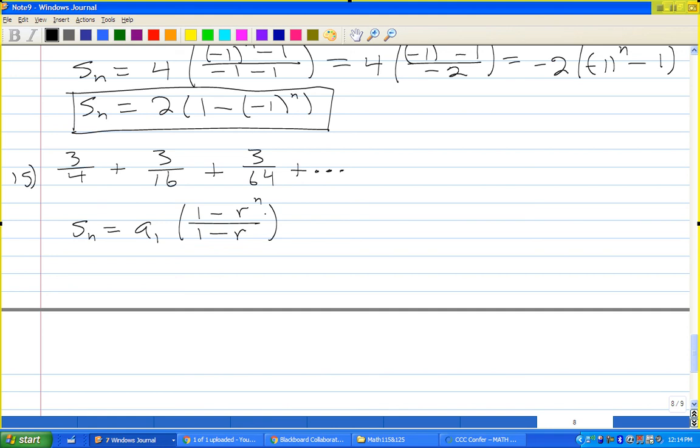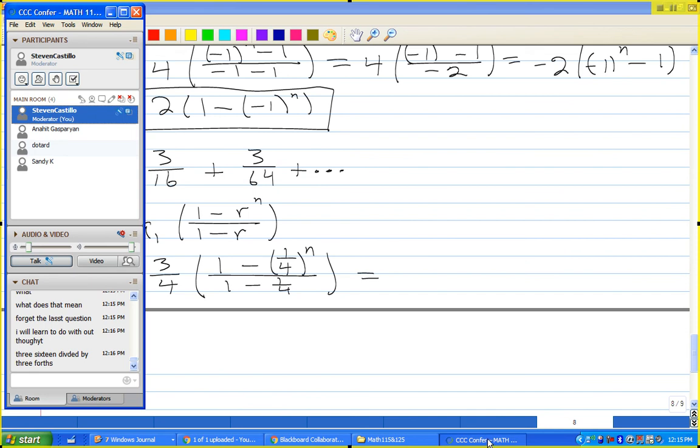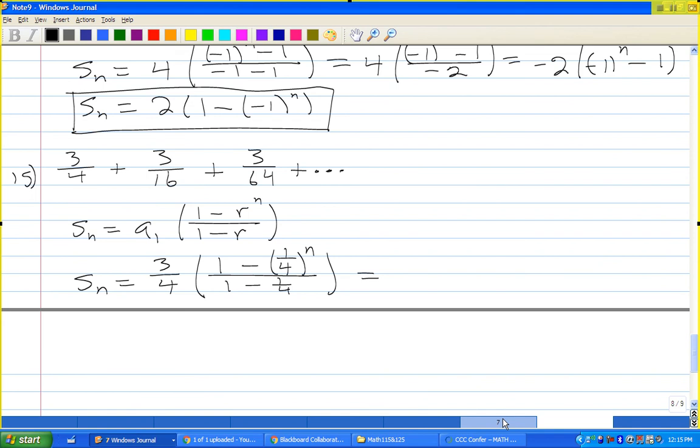And so let's find the sum of the first n terms. The first term is 3/4. The common ratio is 1/4 because 4 times 4 is 16 times 4 is 64. Therefore, 3/4 times 1/4 is 3 over 16 times 1/4, 3 over 64. So the common ratio is 1 over 4. That is correct. 3 over 16 divided by 3 over 4 is 1 over 4.